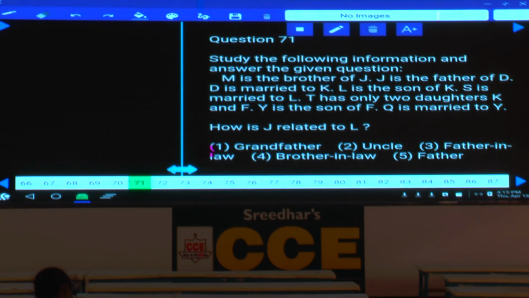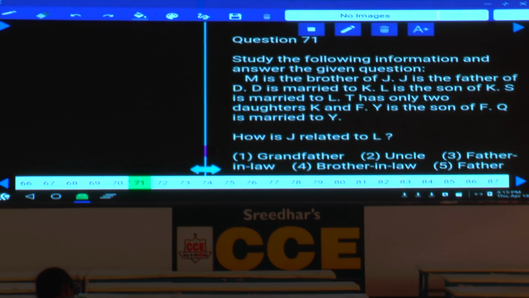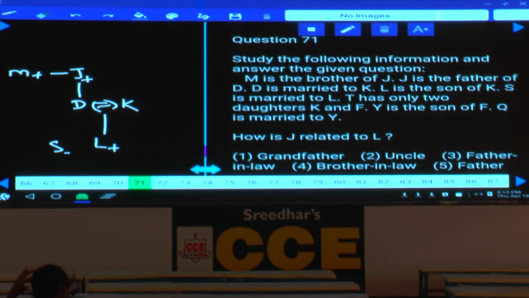Then 71 onwards. M is the brother of J, can be written like this. J is the father of D. D is married to K. D and K are a married couple. And L is the son of K. S is married to L. L is male, S is a female.